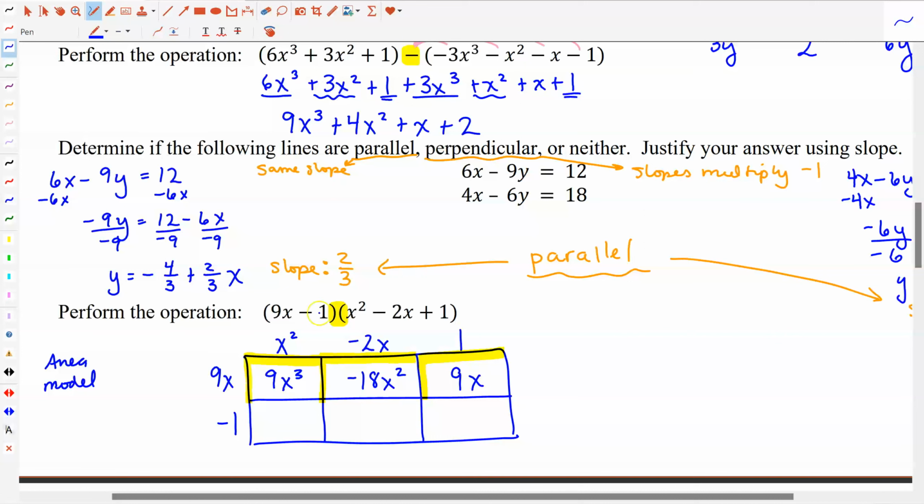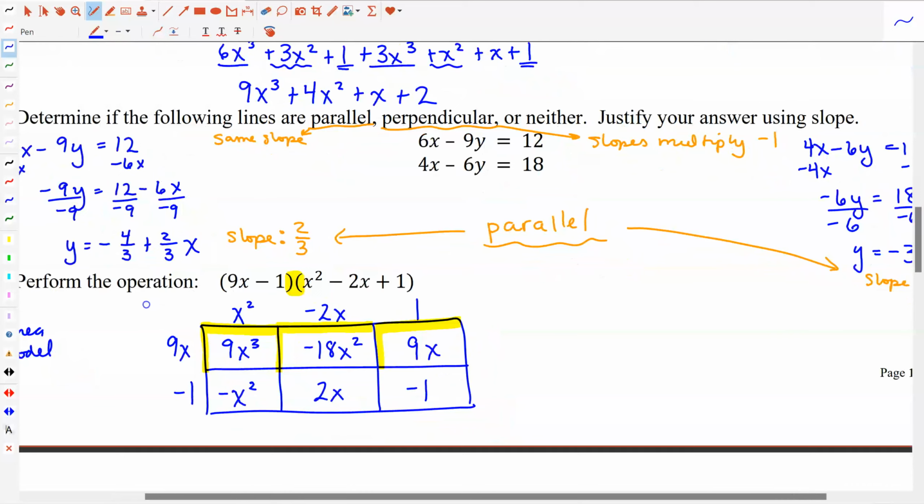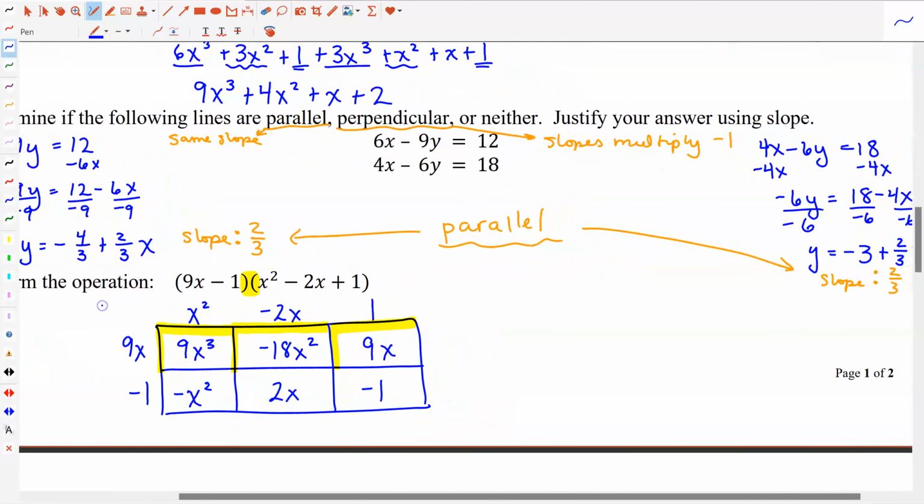Let's go ahead and multiply negative 1 by everybody. So negative 1 times x squared is negative x squared. Negative 1 times negative 2x is positive 2x. If you want, you can put the little plus sign right there, but I'm just going to write 2x. And the last distribution will be negative 1 times 1, or negative 1. So that keeps account of my distributions. Ultimately, I will have 6 distributions that I had to do, or 6 multiplications.